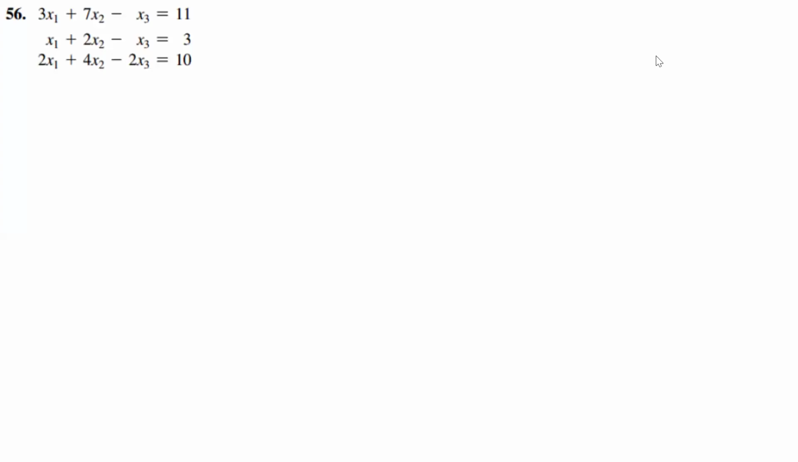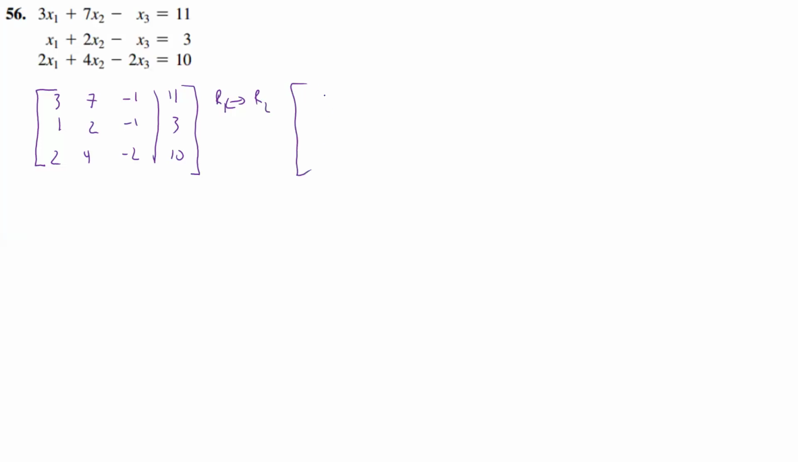All right. Again, solve using the Gauss-Jordan elimination. So first things first, let's write our augmented matrix. So we'll have 3, 7, minus 1, 11, 1, 2, minus 1, 3, and 2, 4, minus 2, 10. All right, so first things first, I think I'm just going to swap row 1 and row 2. So that would say row 1 is going to swap with row 2. And so 3, 7, minus 1, 11, 2, 4, minus 2, 10.